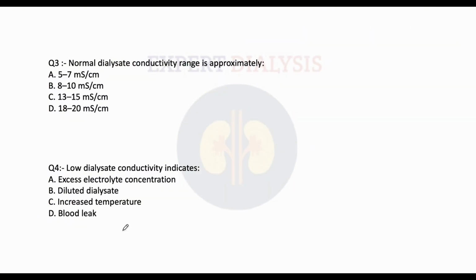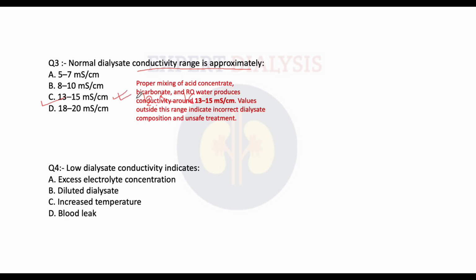Moving ahead, the third question says normal dialysate conductivity ranges approximately. We have four different ranges and we have to find the right one. Option A is 5 to 7, option B is 8 to 10, option C is 13 to 15, option D is 18 to 20. We all know it ranges from 12.5 to a maximum of 16. So this is nearest to this range, so yes, this will be the answer.